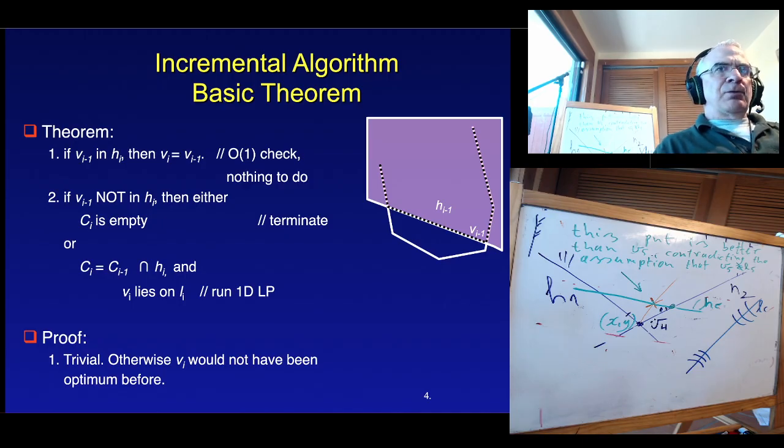Because if there was a solution, since V4 was not on H5, then the new solution must be on the line that bounds H5. And if you cannot find a solution on this line, then there is no solution at all, which exactly says that Ci, the intersection of all the 5 half planes until this point, is empty. And you should stop the linear programming. There is just no solution.